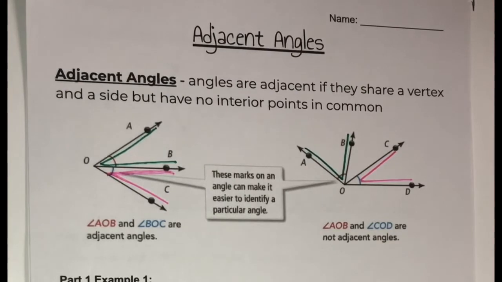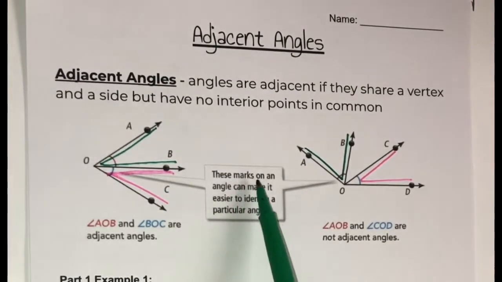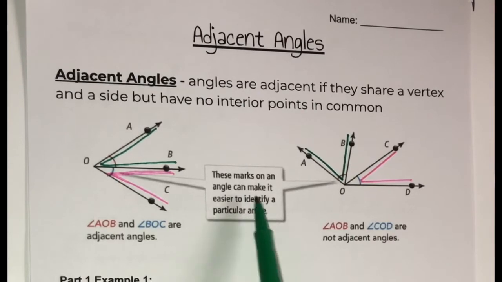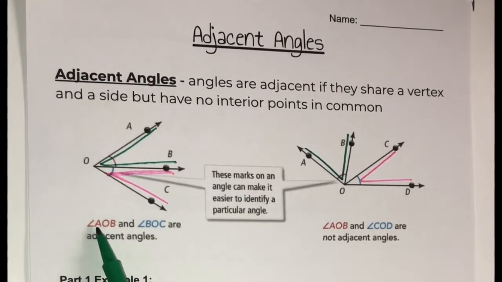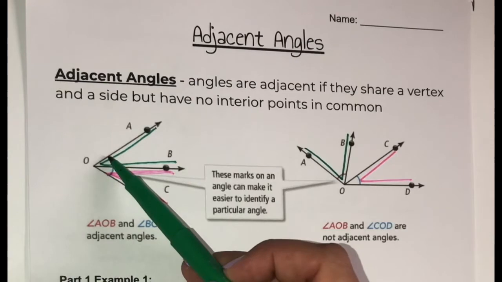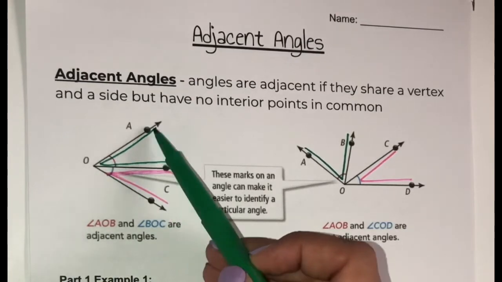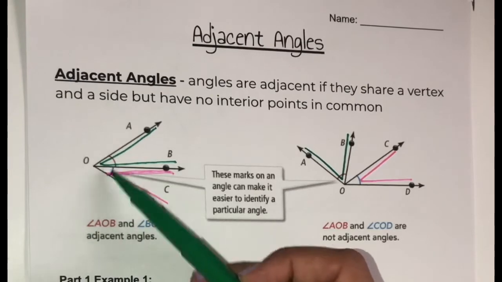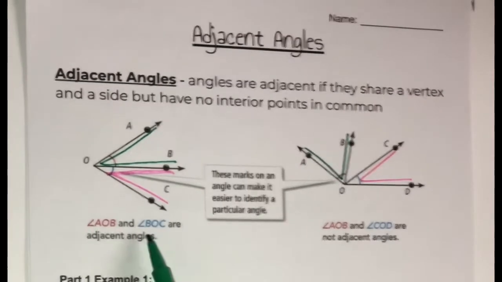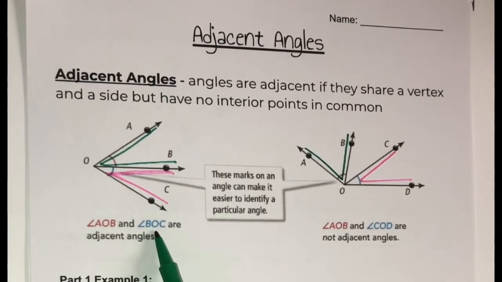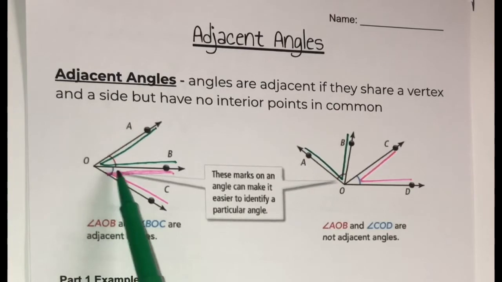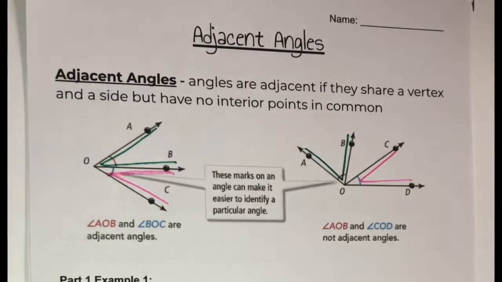Just a side note, it says right here, these marks on an angle can make it easier to identify a particular angle. So if you look, they highlighted angle AOB in red, and they drew a little mark on angle AOB in red that shows you that that's the angle. If you look at angle BOC, they wrote it in blue. I know I drew over it so it's kind of hard to see now, but there's a blue line identifying that angle.